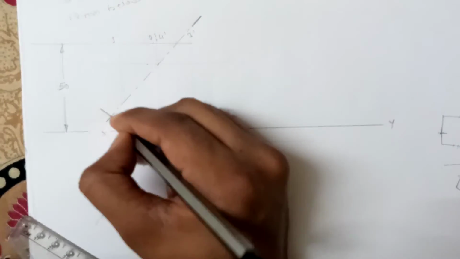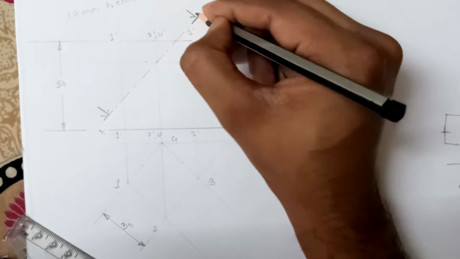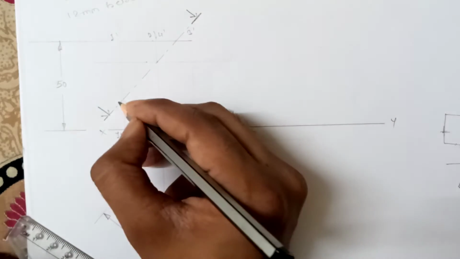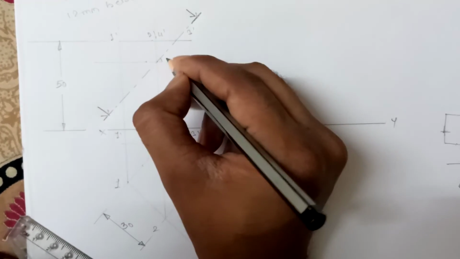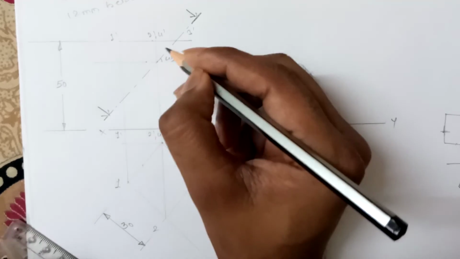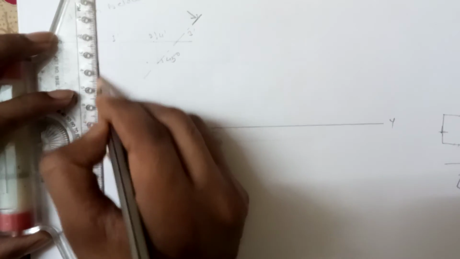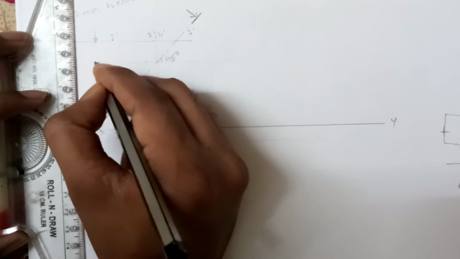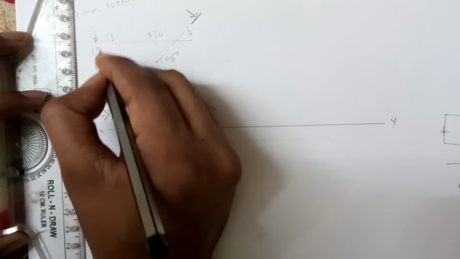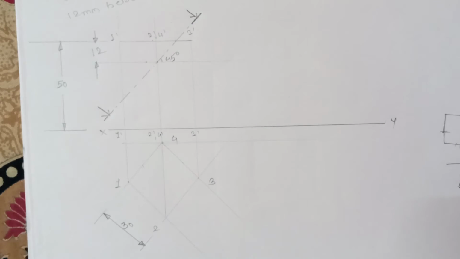Okay. So this one is the direction of observation. This angle is 45 and this distance is 12 mm. Over. Now we will give the naming.